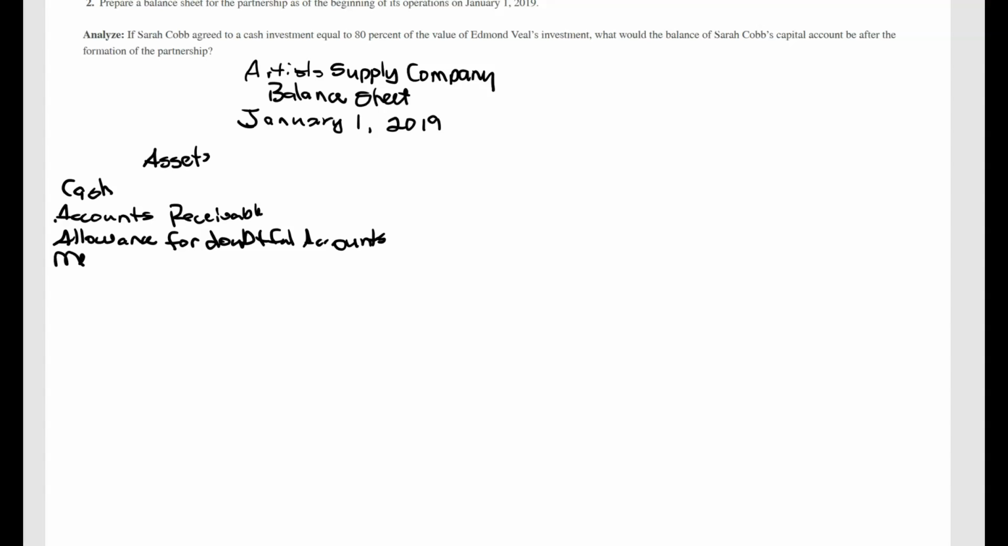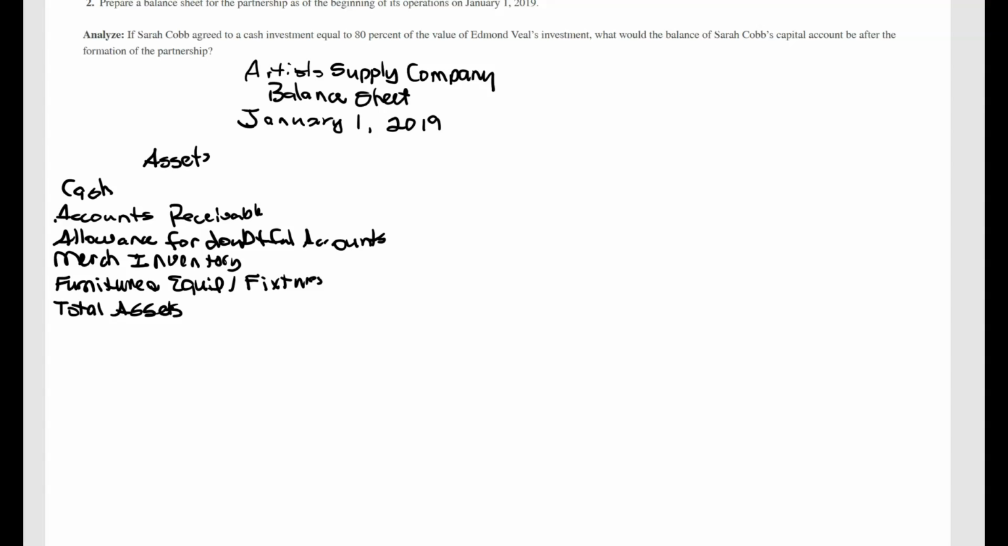Our merchandise inventory, and furniture and fixtures, or furniture and equipment, whichever. I'm going to put equipment, but equipment, fixtures, whichever. And then we'll add them together to get our total assets.